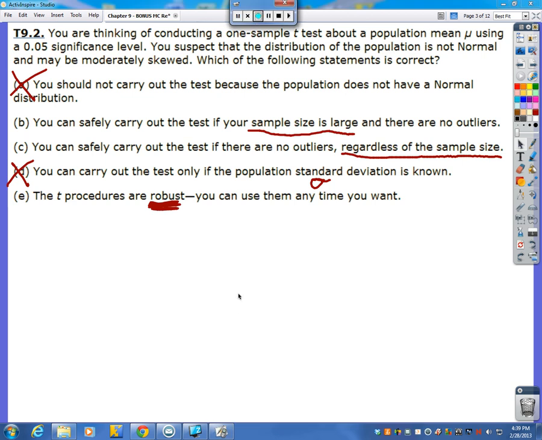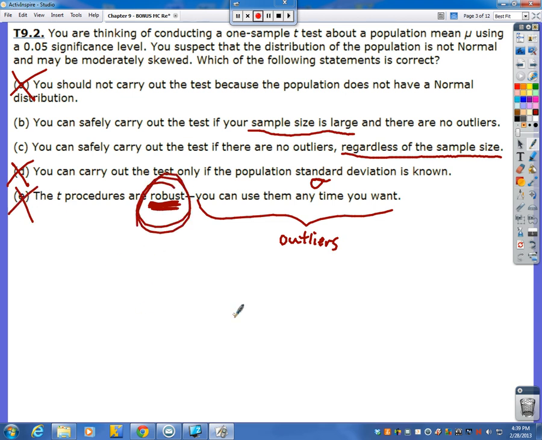So here's the definition I got here. The t procedures are relatively robust when the population is non-normal, especially for larger sample sizes. The t procedures are not robust against outliers, however. So this says the t procedures are robust. You can use them anytime you want. Well, in the definition, it just says except in the presence of outliers. So this one's going to be wrong. Don't worry too much about this idea of robustness. I will not put a question on the test related to that since we didn't exactly cover it.